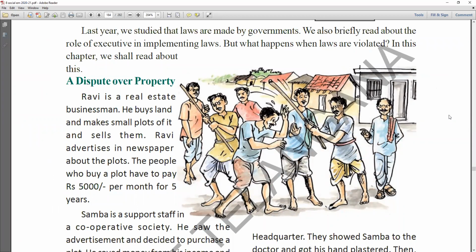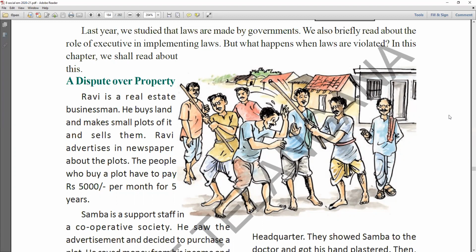A dispute over property. Children, you can now see a picture of some people quarreling with each other or hitting each other. Someone is hitting someone with a stick, and we can imagine that there is a quarrel among them. Why they are quarreling, what they are doing to each other is the question. A dispute over property. Ravi is a real estate businessman.